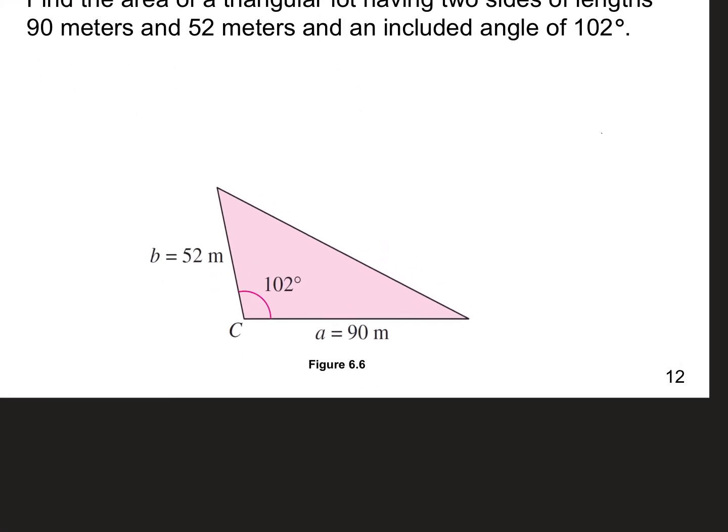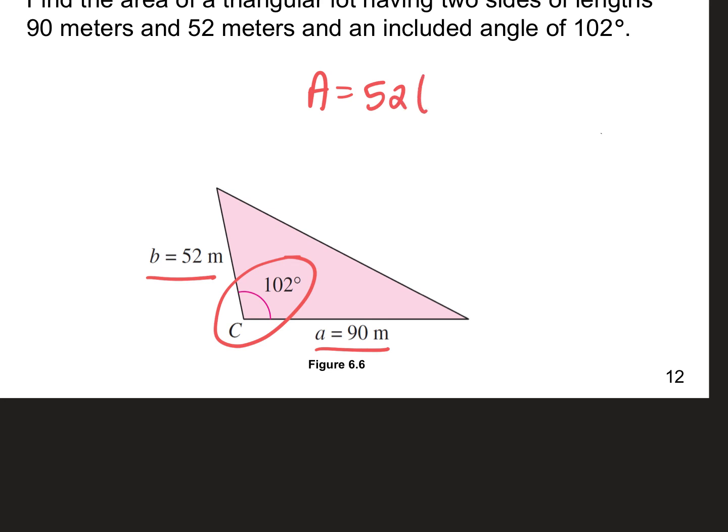So, do you guys see this? Look at this triangle. First thing I would do is say, do I have what I need? Do I have two sides? Yes. Do I have the angle in the middle? Yes. So now I can use this formula. So I would say area equals 52 times 90 times the sine of 102. It's the two sides times the sine of the angle in the middle. Now you can put a 1/2 in the front. I like to just say divided by 2.